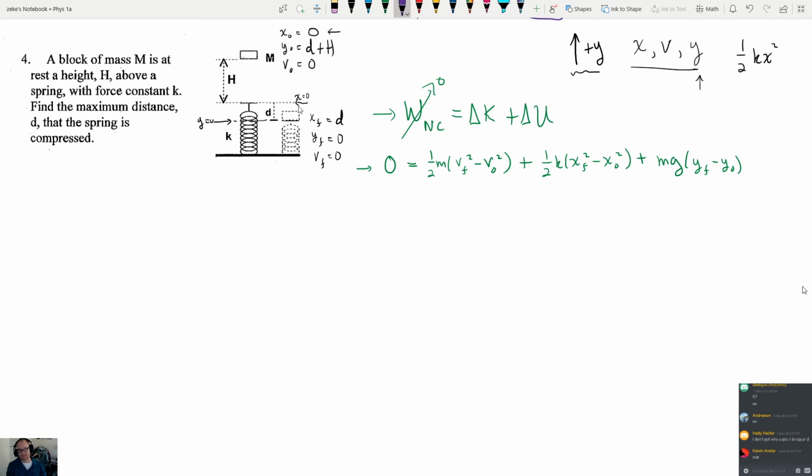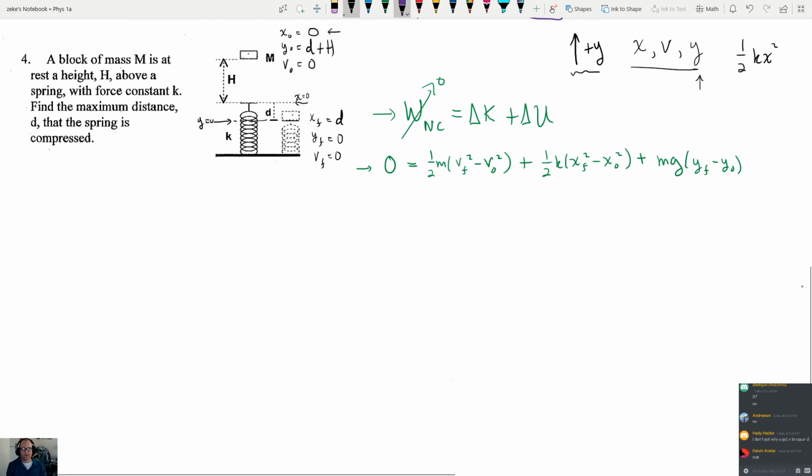Well, d is also a distance, right? It's not just the compression distance of the spring. In this case, the object moves from this elevation to this elevation, right? So that's h plus d. So it can show up in both, basically.